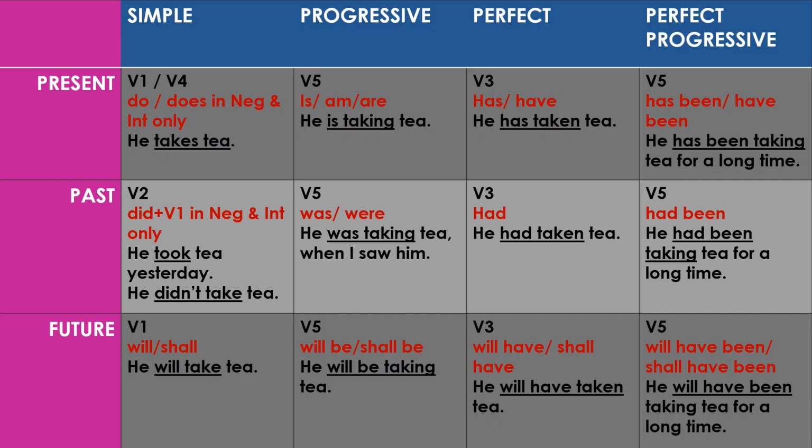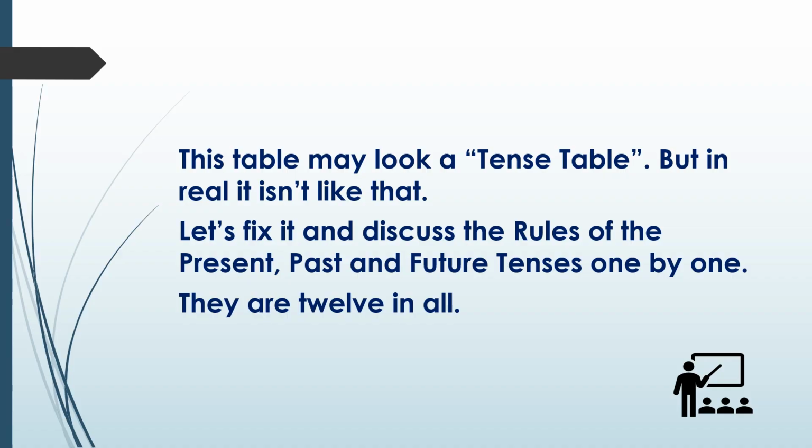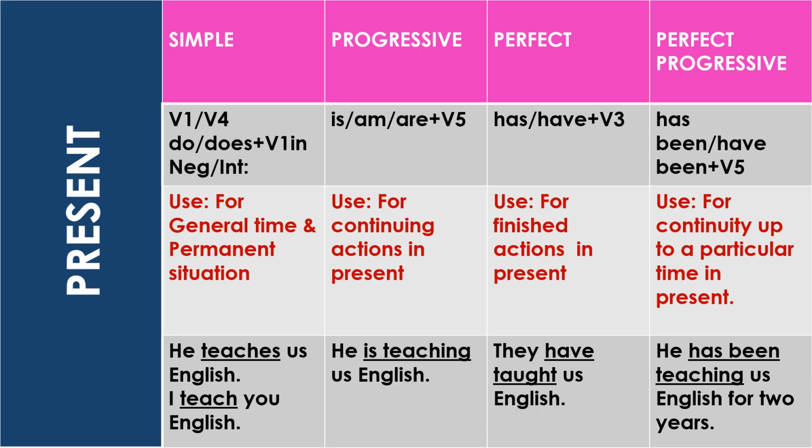Look at this table. The 12 tenses of present, past, and future are here. This table may look like a tense table, but in reality it isn't like that. Let us fix it and discuss the rules of the present, past, and future tenses one by one. They are 12 in all. And first of all, this is present tense.